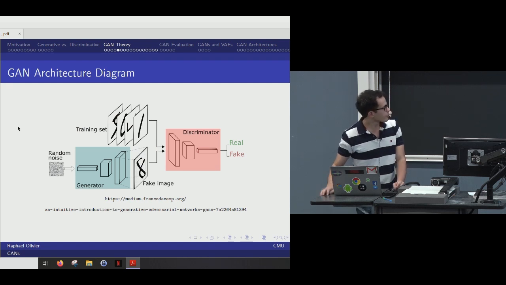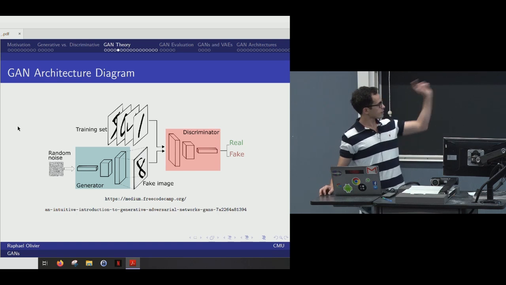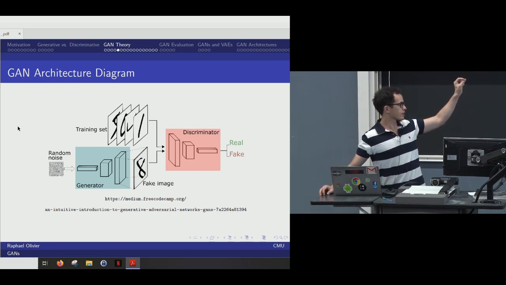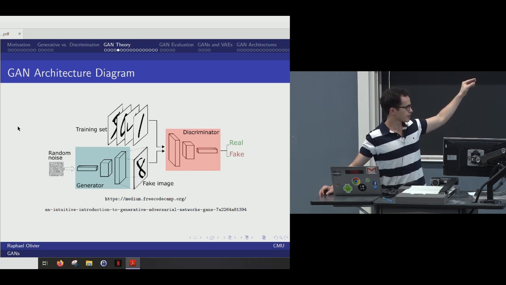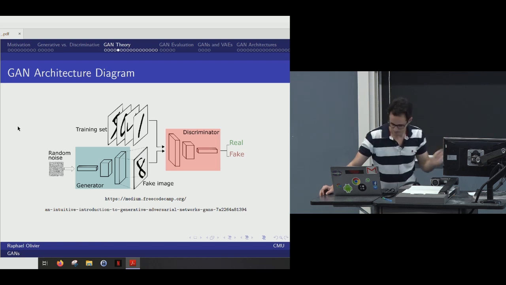So a picture is better than 1,000 sentences. If you look at the pipeline, the generator takes as input random noise, as we said, drawn from some distribution that you choose. It associates that with a fake image. And the discriminator's input is either this fake image or an image from the training set. And the discriminator is trying to say, this is real, this is fake.